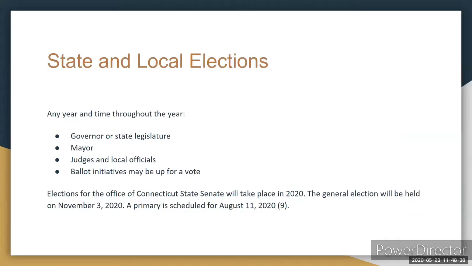State and local elections can be held any year, anytime throughout the year, for various things: governor, state legislature, mayor, judges, local officials, ballot initiatives. One popular one was Prop 8 out of California. They had a ballot initiative that basically proposed to not judge people based on their sexual preference in various aspects.